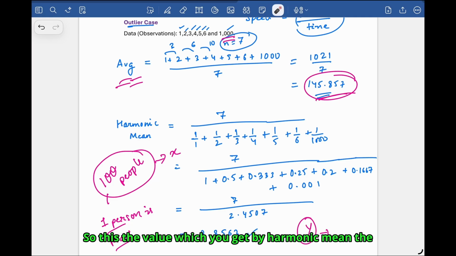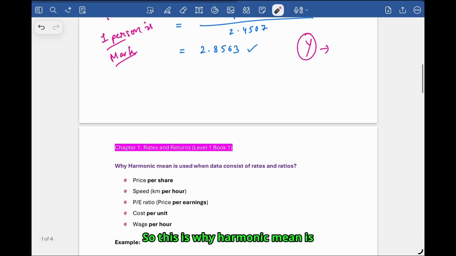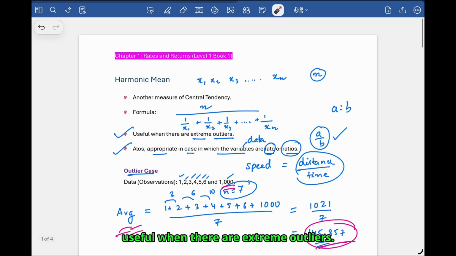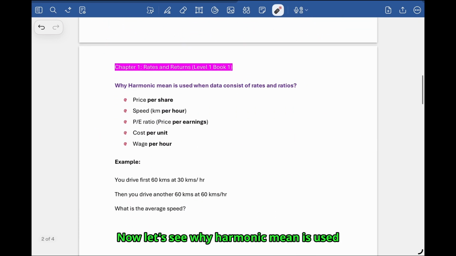The value you get from the harmonic mean will depict the reality, the relevant or real average income for the 99 remaining people. I hope you get the idea. So this is why the harmonic mean is useful when there are extreme outliers. Now let's see why the harmonic mean is used when a data set contains rates or ratios.